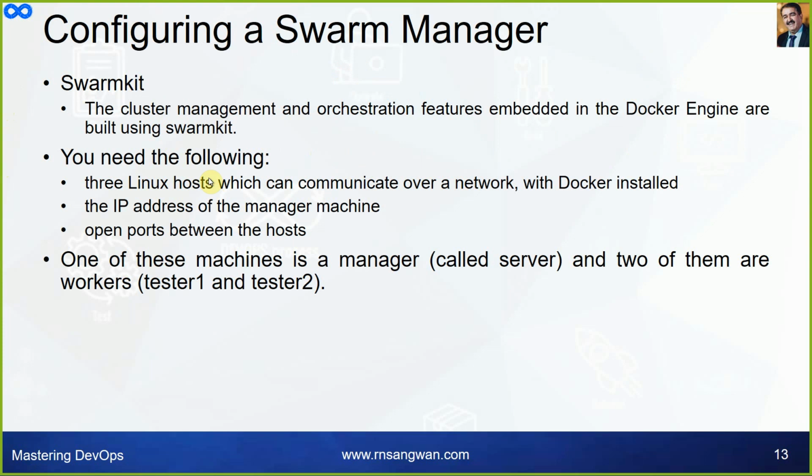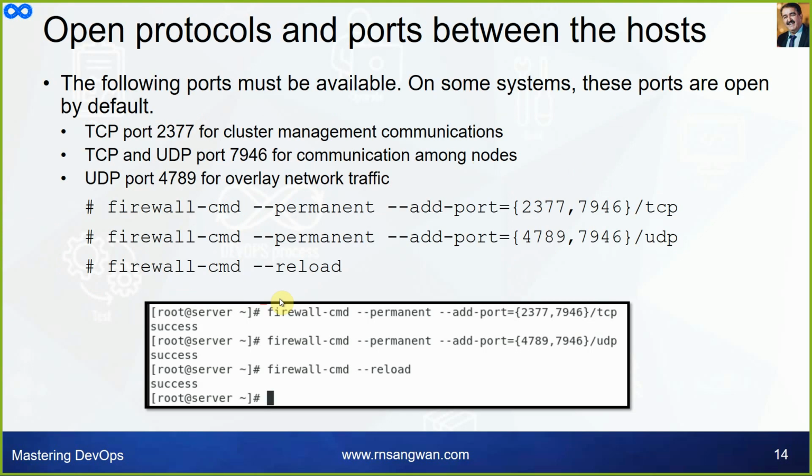Now, configuring a swarm manager, which you have seen in the demonstration; that was the theoretical background needed. You need SwarmKit, the cluster management and orchestration feature embedded in Docker Engine. So you don't need to install anything else, as these are built using SwarmKit. You need the following: 3 Linux hosts which can communicate over a network, with the IP address of the manager machine and open ports between the hosts. One of these machines is a manager called server, and two of them are workers, in our case tester 1 and tester 2. Then we open the firewall.